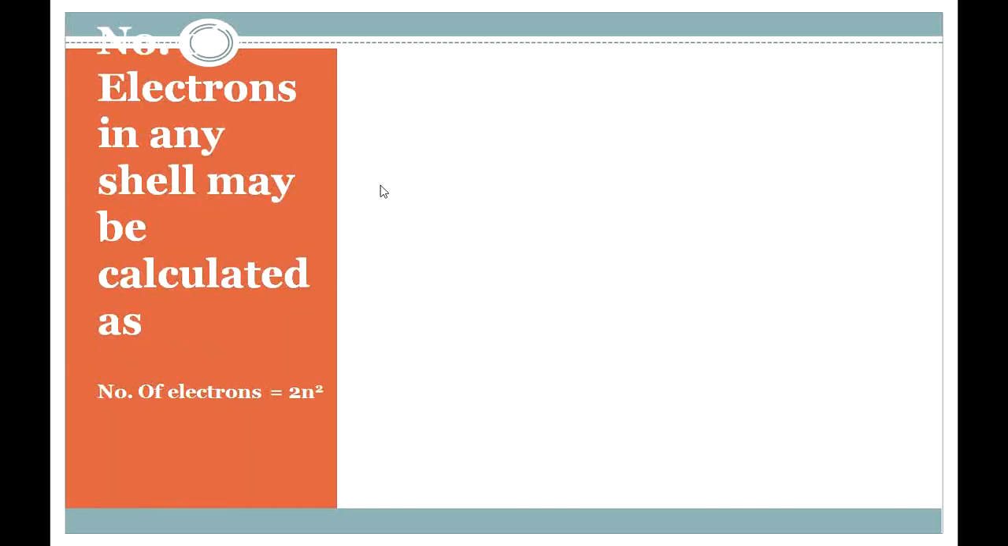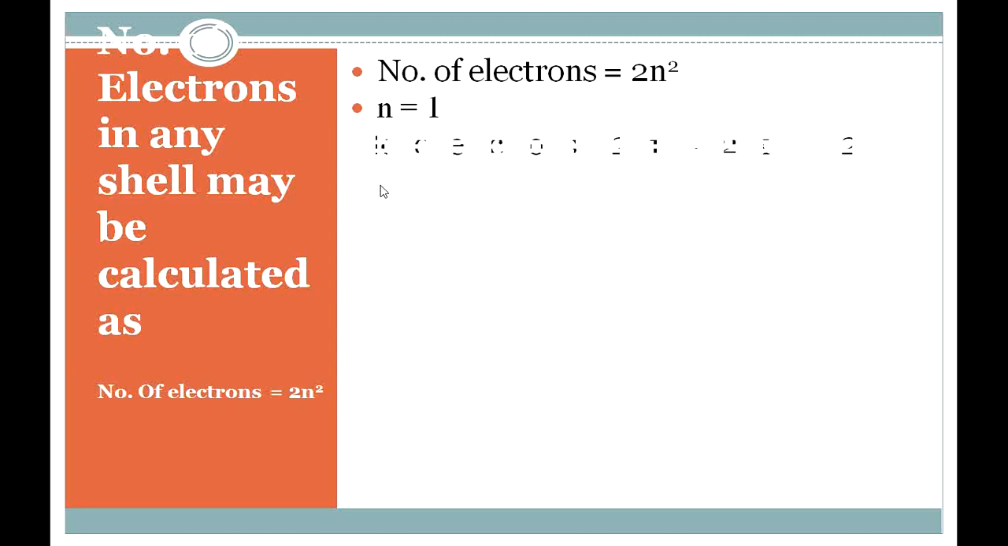It has a formula, that is number of electrons is equal to 2n square. Here n means number of shell. For example, we are having shell number 1. So we will put this 1 in this formula, and now we will get a value, that is 2. So number of electrons in first shell is 2.